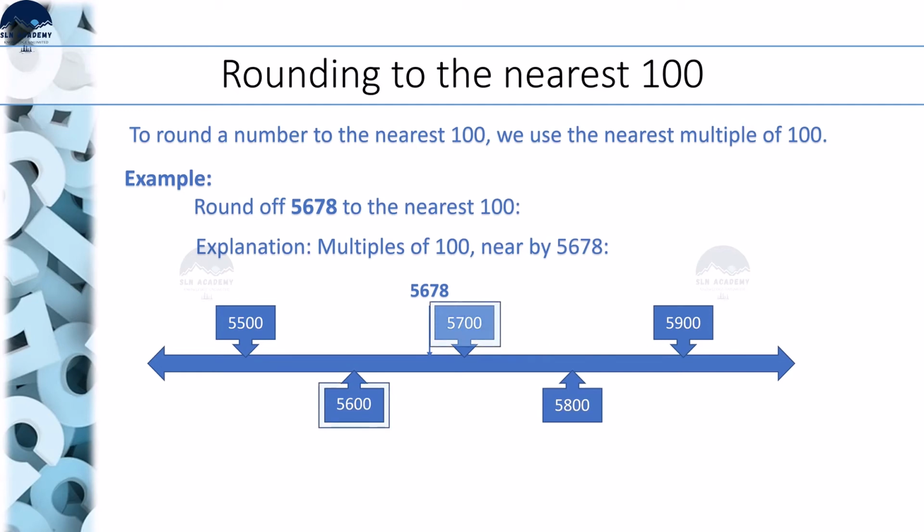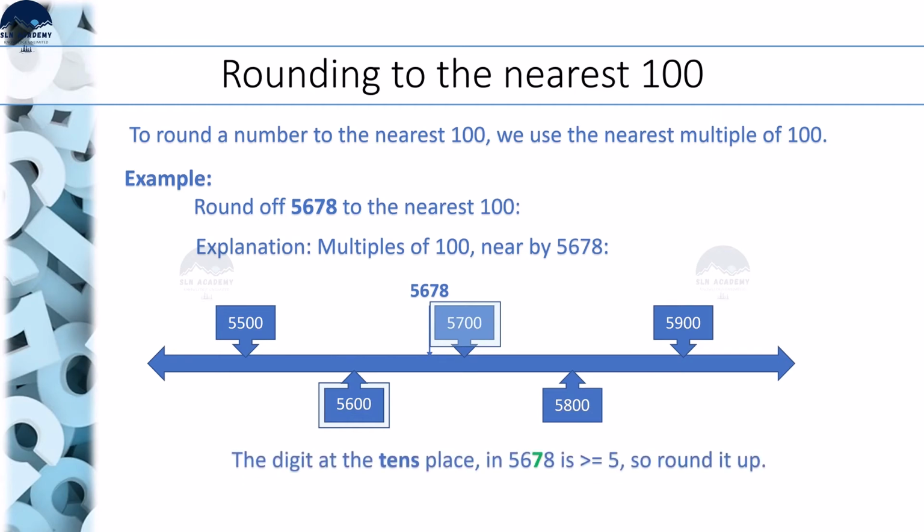5678 is in between 5600 and 5700. One of these numbers is the nearest hundred of 5678. To choose the nearest hundred, check the digit which is present in tens position.